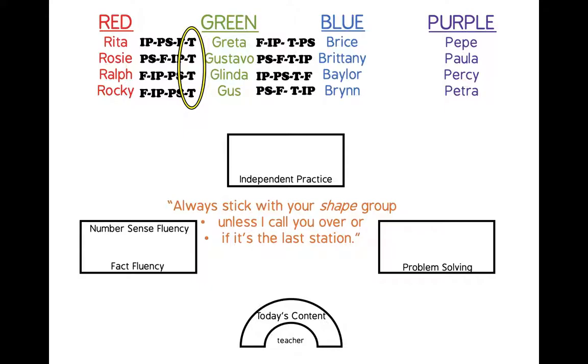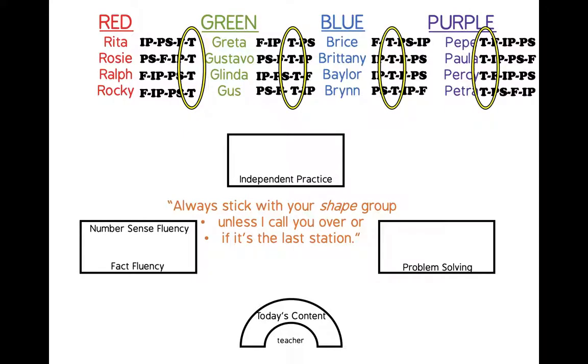In the green group, everyone has a different path that they follow, but it's their same path every day, and the third is always the teacher station. And the same is true with the blue and the purple. They each follow their own path every day. It's the same path every day, though it's different than the people in their color group, but they each meet with the teacher, the blue group second, and the purple group first.